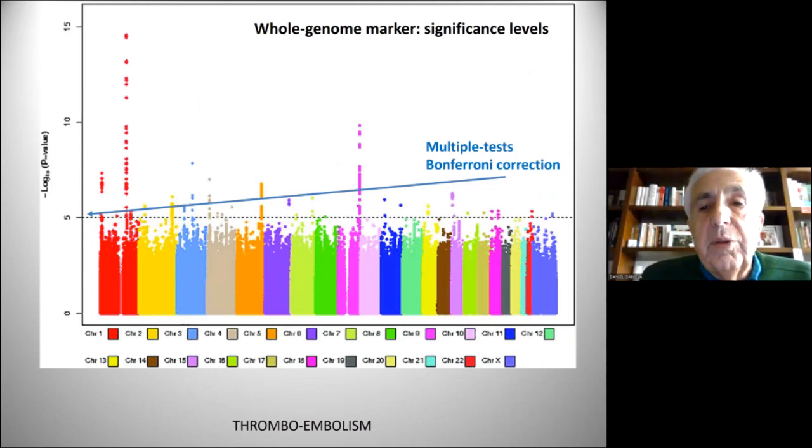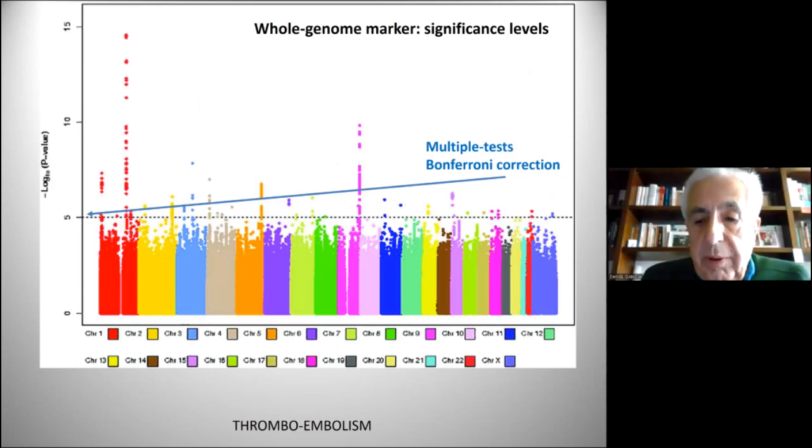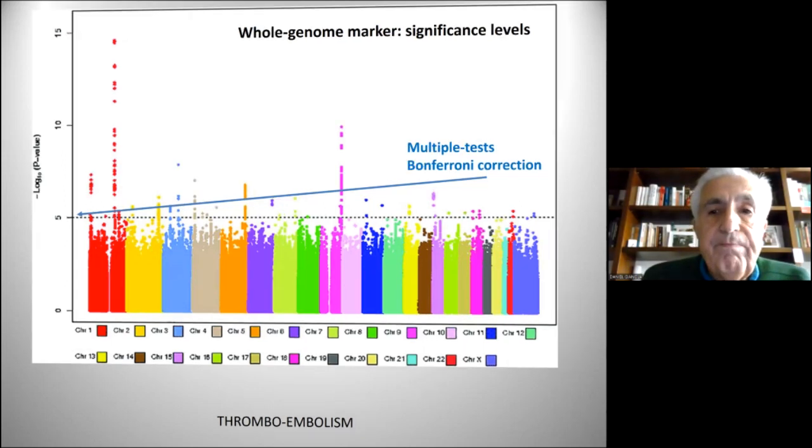And then, of course, since you do so many tests, if you have 100,000 markers, you do 100,000 tests, you are bound to find significance just by chance. So you have to correct for multiple tests. And this is one of the zillions of examples of genome-wide association studies, applied to thromboembolism, a blood clotting disease in humans.